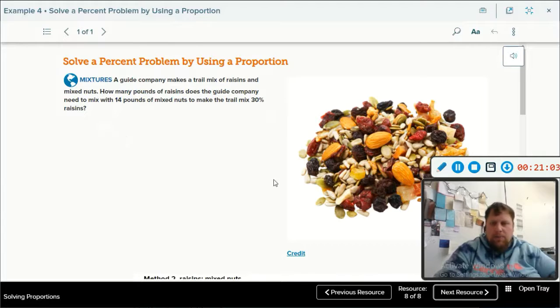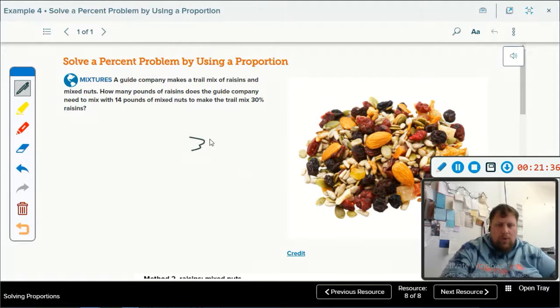All right, now some of the problems can be a little more challenging. We got to think about what it's asking us. A guide company makes a trail mix of raisins and mixed nuts. How many pounds of raisins does the guide company need to mix with 14 pounds of nuts to make the trail mix 30% raisins? So, what does 30% mean? That word percent actually helps us, because cent is the root word of 100. So 30% really means 30 out of 100. So one of the ratios we're going to use today is 30 out of 100.